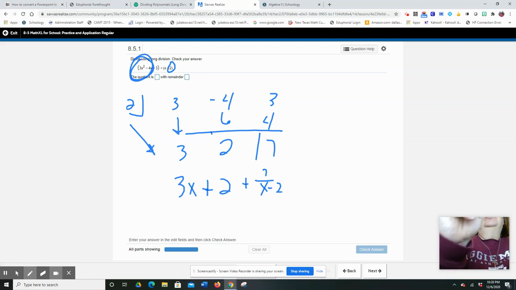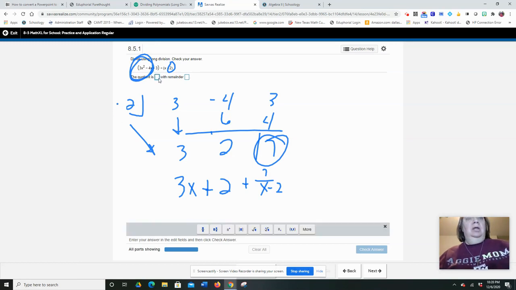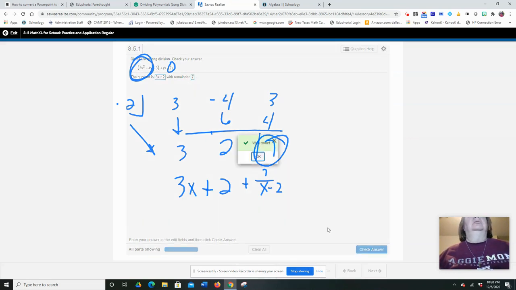Realize doesn't want you to do that. They're just going to have you put this remainder of 7. So I'm going to go here to this box. And put 3x plus 2 with a remainder of 7. So they don't want you to put the remainder as a fraction. All right, and then check enter.